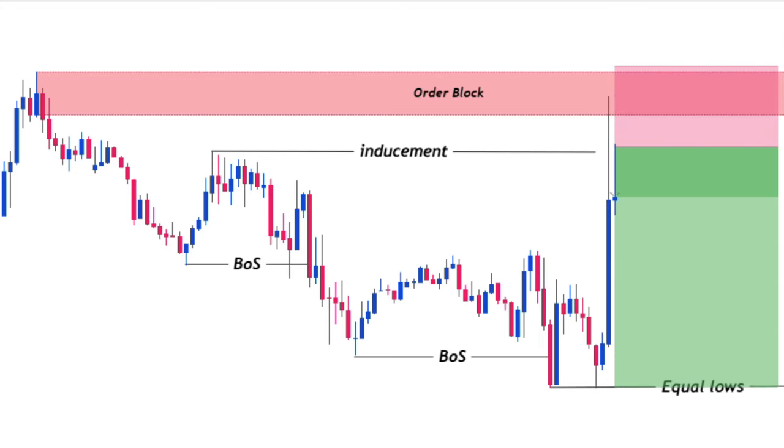And notice how fast it falls once it rejects the order block. No hesitation, no confusion, just clean movement. Because the real objective was always below. And once price reaches those lows, it slows down. Why? Because the job is done. Liquidity taken, move completed. This is what most beginners don't understand.